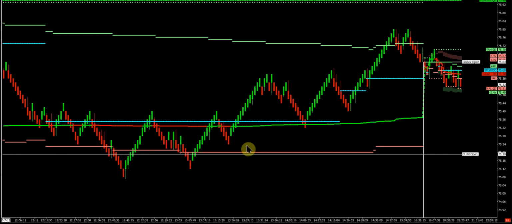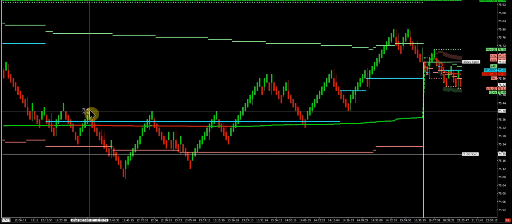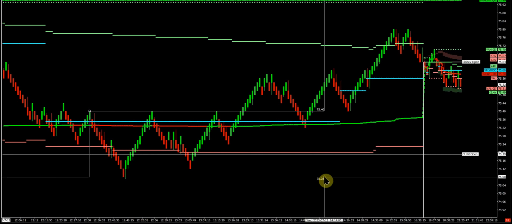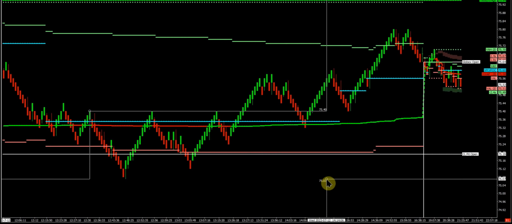Okay. Now you have a breakout here, right? If you drew a little box around here, you've got this little breakout area, that breakout level, right? So what happens?